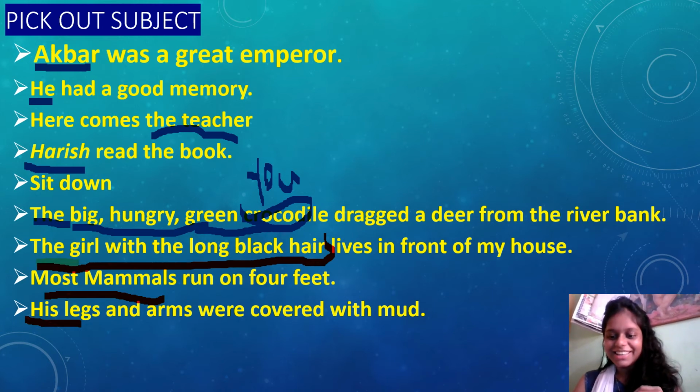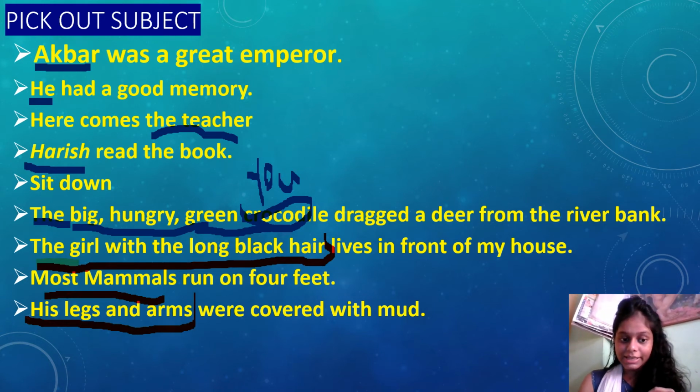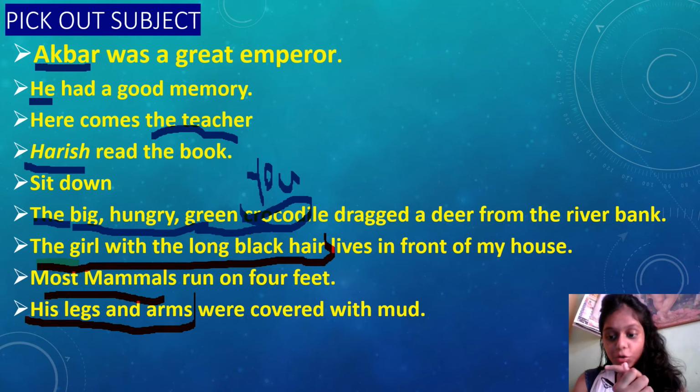So here, his legs and arms, okay, his legs, because his legs and arms, these are the nouns, and his legs and arms are related. What were covered with the mud? His legs and arms. Understood?